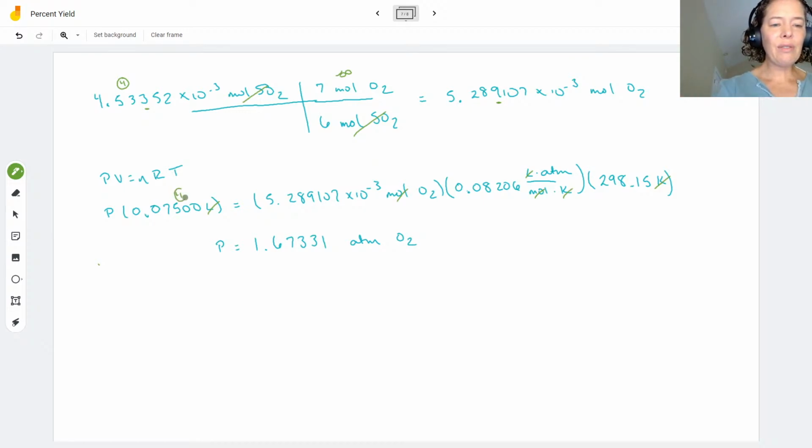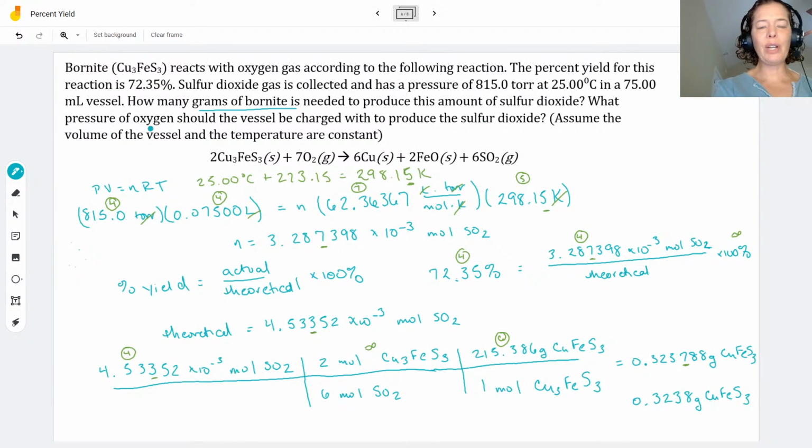We have 4 sig figs in our 0.075 liters. Again, we rounded that to the 9, so we have 4 sig figs in our moles. Our R also has 4 sig figs. Our temperature has 5 sig figs. So we're definitely limited to 4 sig figs, which means we're rounding right there. So our final answer is 1.673 atmospheres of O2.